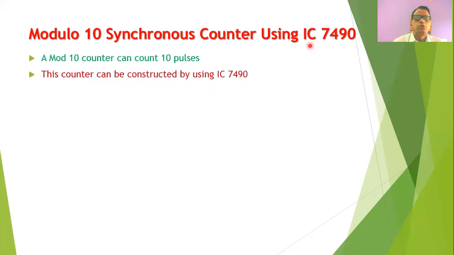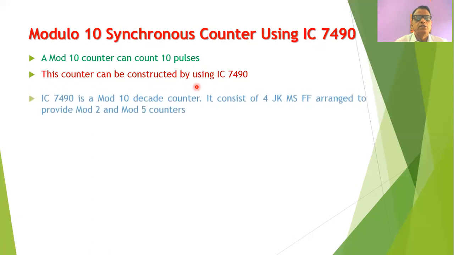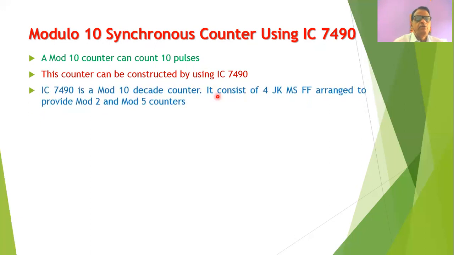So mod 10 synchronous counter is a counter which can count 10 clock pulses, and this counter can be constructed by making use of the IC 7490. IC 7490 is a mod 10 decade counter. It actually consists of 4 JK master slave flip-flops, and they are arranged so that we can have a mod 2 counter and mod 5 counter. So whenever we connect mod 2 and mod 5 together, then it is possible that we can achieve a mod 10 counter.